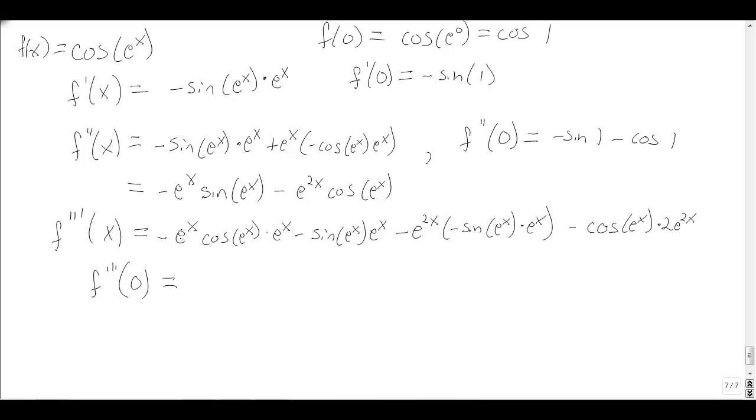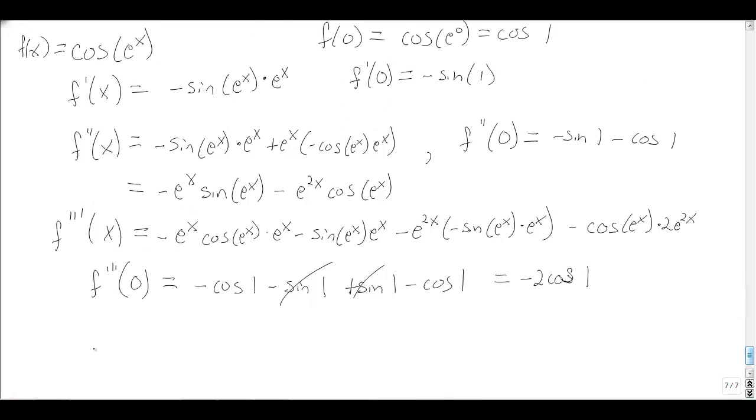So I'm going to get a negative, e to the 0 is 1, so I'm going to get a negative cosine 1, minus sine 1, e to the 2x, also 1 if x is 0. So I get a minus, a negative, that's a plus sine 1, and then I get a minus cosine 1. So the sine 1's cancel. If I did this right, I get a negative 2 cosine 1. So this is a mess here.